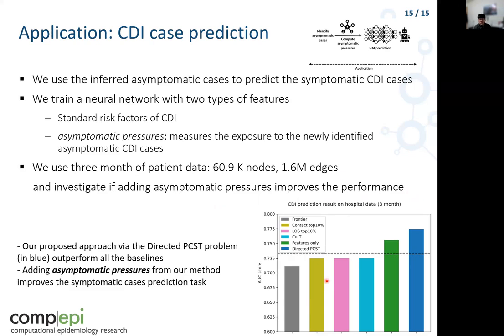So here, this is the result in AUC scores. This horizontal dashed line corresponds to a baseline that does not use asymptomatic pressures as features. And our method is in blue. And the key observation from this result is that our method outperforms all the baselines. And adding asymptomatic pressures from our method improves the symptomatic cases prediction task.